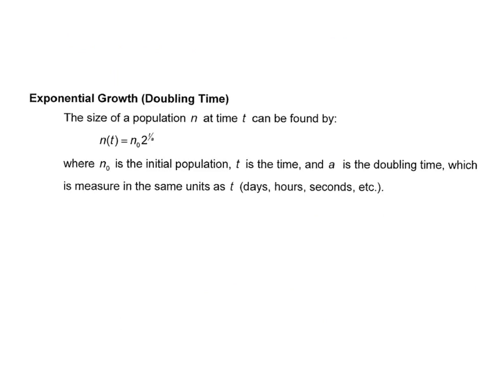The first population function we will look at has to do with the time it takes for a population to double. So the size of a population n at time t can be found by n of t equals n naught times 2 to the power of t over a. That's kind of hard to read. That's a t over a exponent, where n naught is the initial population, t is the time, and a is the doubling time, which is measured in the same units as t. So if you're talking about days, then the doubling time has to be in terms of days.